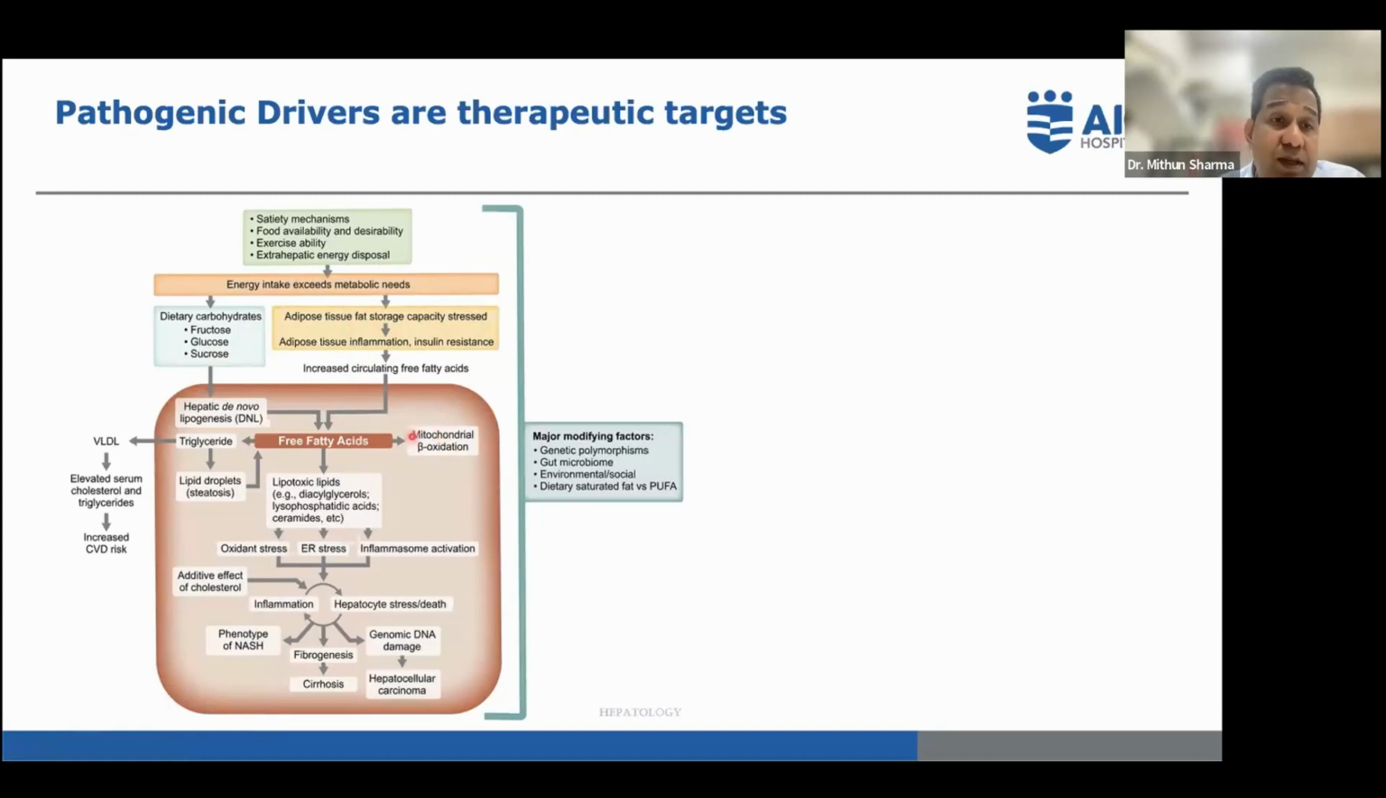And this also is coupled with de novo lipogenesis leading to accumulation of free fatty acids, which cause lipotoxic lipids, leading to oxidative stress, ER stress, and also inflammation, leading to progression to fibrosis and hepatocellular carcinoma. The major modifying factors include genetic polymorphisms, like the genes PNPLA3 and TM6SF2, which are found in the Indian population as well as Asians, and have an increased risk of progression to fibrosis as well as HCC.